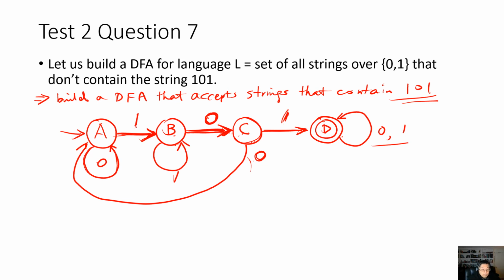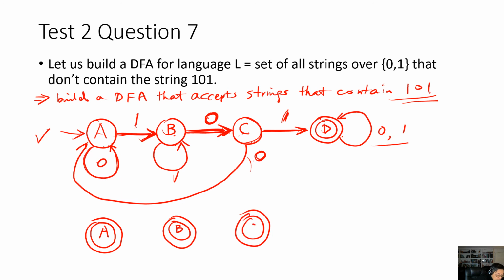Now to build a DFA that accepts strings that don't contain 101, all we need to do is reverse all the states. In this DFA, A is not an accepting state. So when I say reverse, I mean if A is not an accepting state, then we make it an accepting state. We make B an accepting state. We make C an accepting state. These were accepting states in the previous DFA, but for our answer, D is not an accepting state.